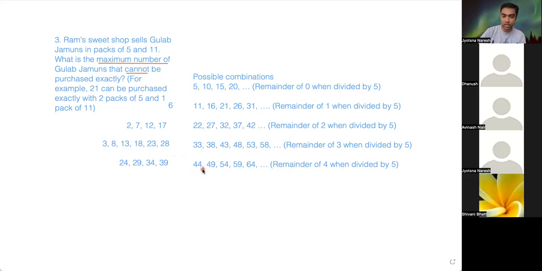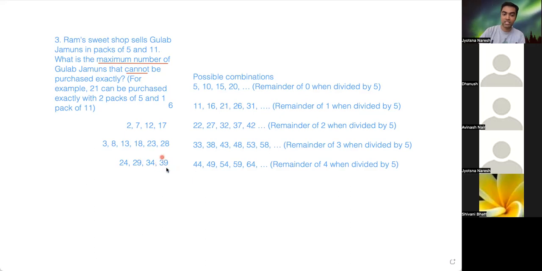So it's the numbers below 44 that have a remainder of 4 when divided by 5, below 33 with this remainder, below 22 with this remainder, and so on, that I cannot actually get. So the largest one is taking this sequence and just subtracting 5 from it.